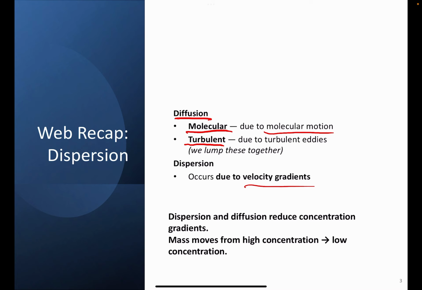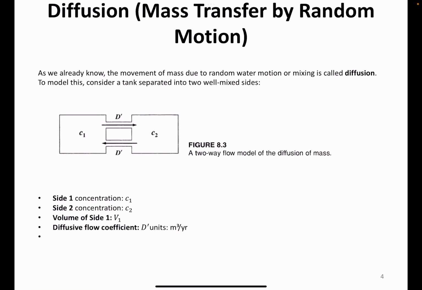Dispersion and diffusion reduce concentration for sure. So the concentration gradients of the pollutant can be reduced by diffusion and dispersion phenomena. Mass moves from a higher concentration to a lower concentration. Let's look at mass transfer by random motion, which is diffusion. We know the movement of mass due to random water motion or mixing is called diffusion. That's what I just mentioned on the last slide.